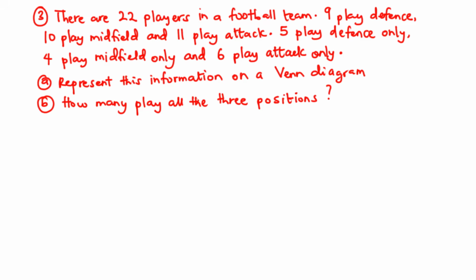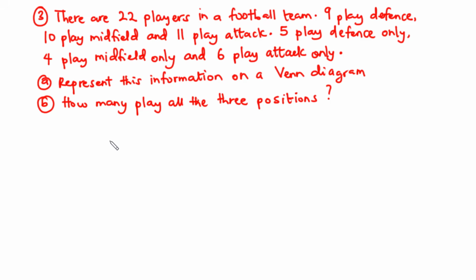So for the third question, there are 22 players in a football team. 9 play defense, 10 play midfield, and 11 play attack. 5 play defense only, 4 play midfield only, and 6 play attack only. A. Represent this information on a Venn diagram. B. How many play all the 3 positions?